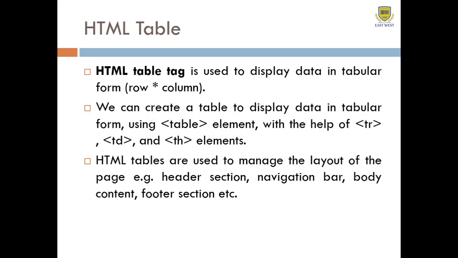So today the topic that we are going to discuss is HTML table. The HTML table tag is used to display data in tabular form, that is in the form of rows and columns. There may be any number of columns and rows, depending on the data. You can imagine it like a matrix, where the data is arranged in rows and columns. We can create the table to display the data in tabular form using the table element.